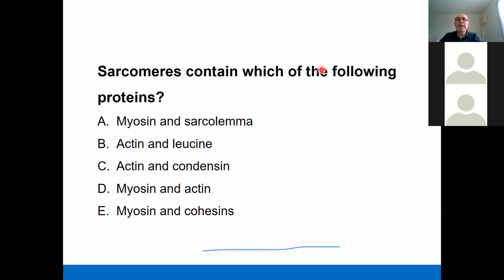Good job. Myosin and actin are myofilaments, the units of the sarcomere. The sarcomere is the basic unit of muscle contraction, and it consists of two proteins, two filaments, which are myosin and actin.